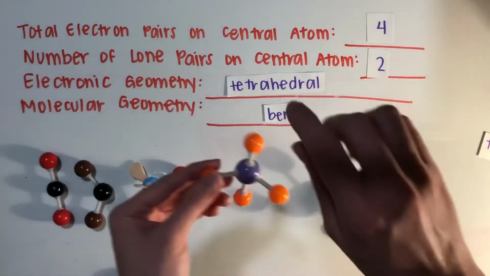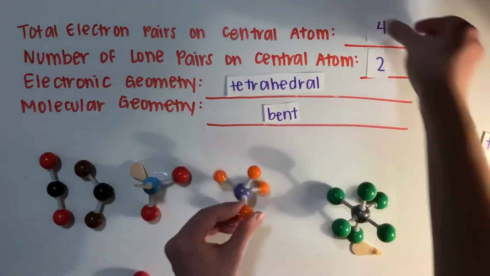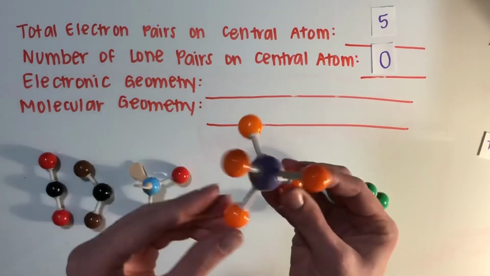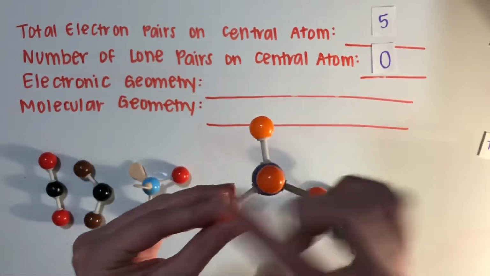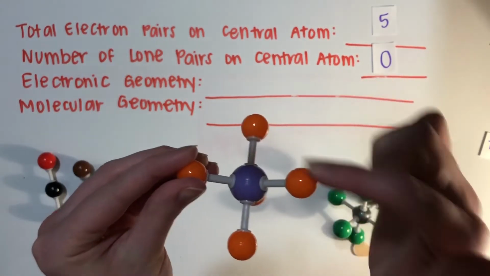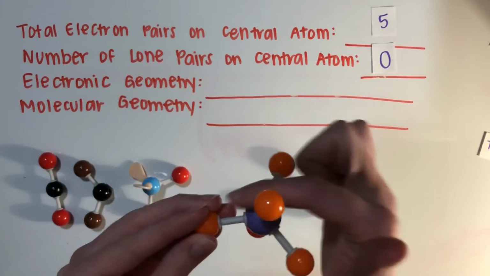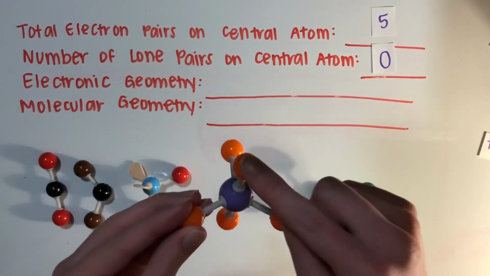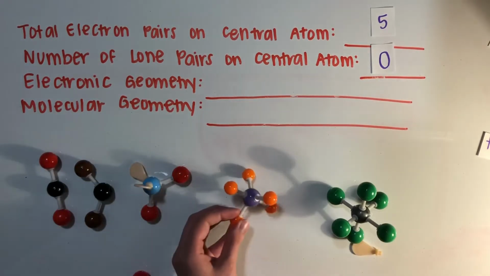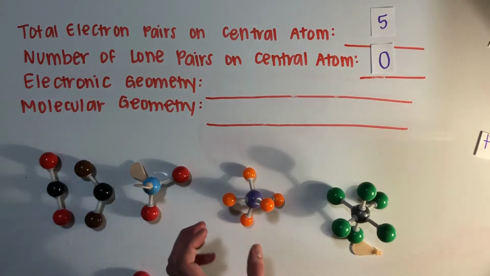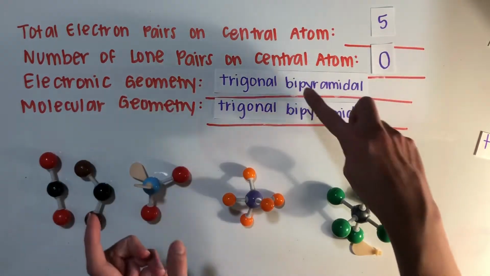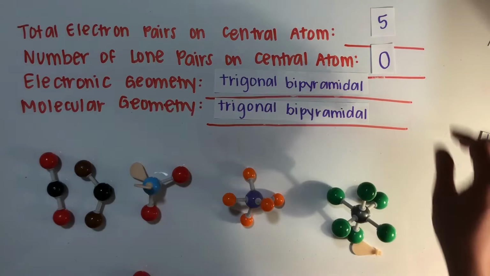We can move on to ones that have 5 bonding pairs on the central atom. So this one, you can kind of see there's a triangle formation if you look down this way, and then you've got a top and a bottom. So there's a triangular base, and you can see a pyramid on the top and a pyramid on the bottom. Then you're able to label this as trigonal bipyramidal. We still have 0 lone pairs, so the electronic and molecular geometries are the same.